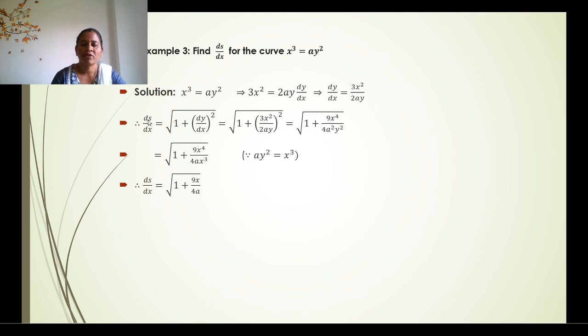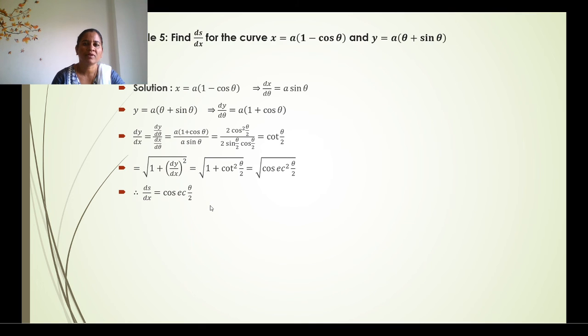Then find the derivative of arc length along the x axis. ds by dx is equal to square root of 1 plus dy by dx whole square, which is equal to square root of 1 plus 3x square by 2ay whole square, which is equal to square root of 1 plus 9x to the power of 4 by 4 a square y square. A y square is nothing but x cube. Then ds by dx is equal to square root of 1 plus, after simplification, 9x by 4a. This is the required solution for the given problem.